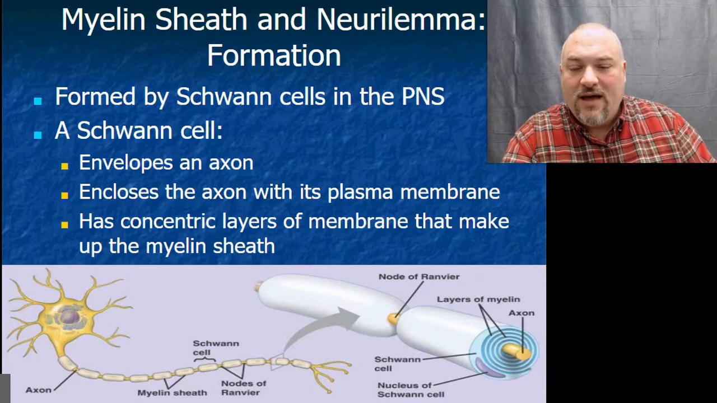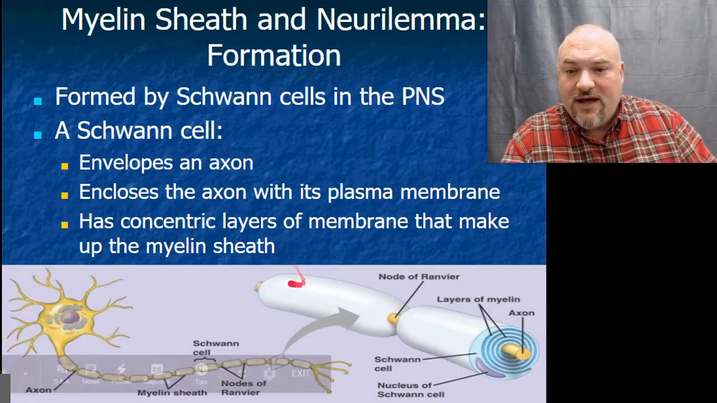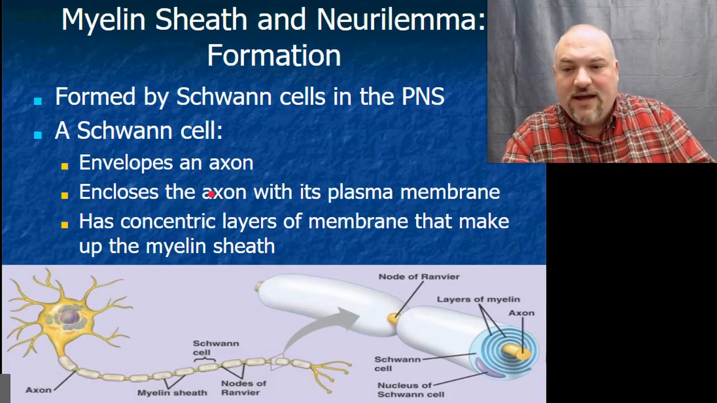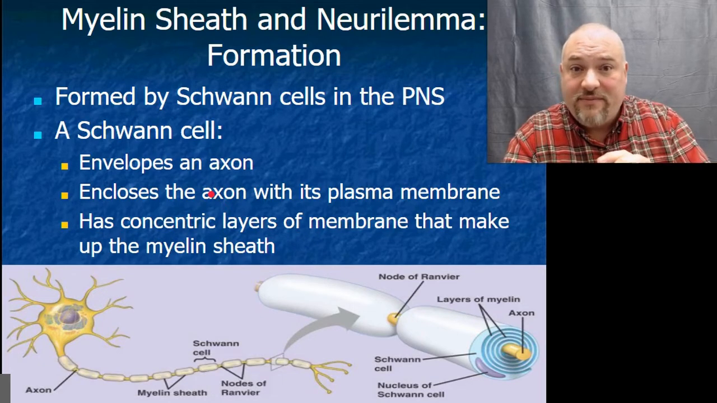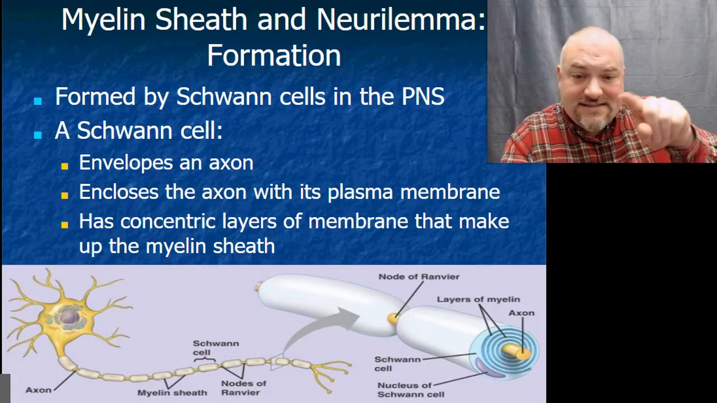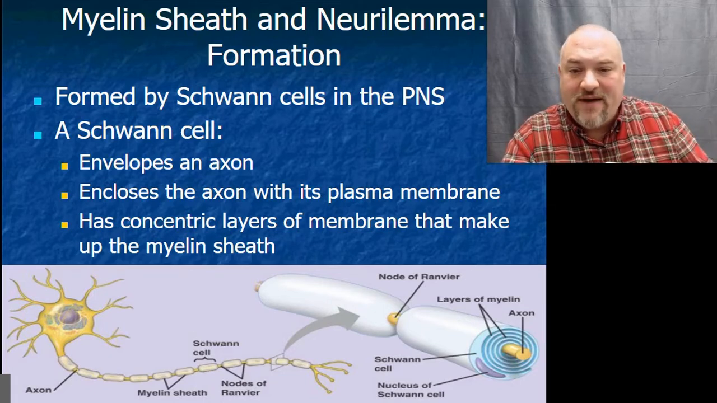So the myelin sheath is formed by Schwann cells in the peripheral nervous system. The Schwann cell surrounds the axon, enclosing it within its plasma membrane, which is where you get the fatty part, the lipids, right, phospholipids. And it has concentric layers or rings that make up that myelin sheath.